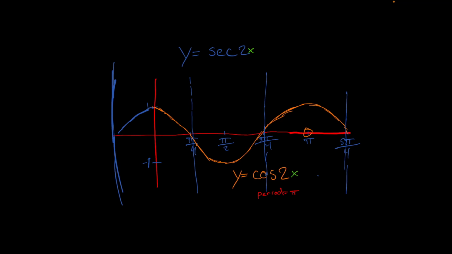And now let's do our secant graph. So we'd have it go up like this, then go down like this, go up like this. And here is our secant of 2x graph. We could remove this orange line right here, that's the cosine of 2x, but if you're showing your work, you leave it in. So this is our y equals secant of 2x graph.